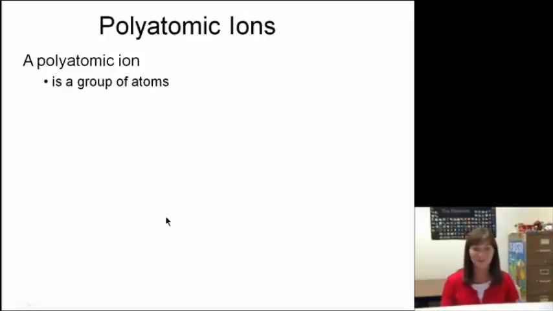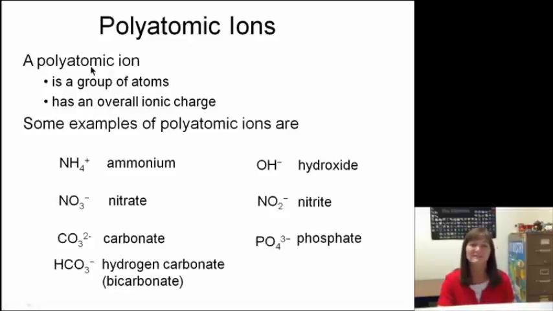Okay, one more little concept before we finish up ionic compounds. Polyatomic ions. So let's just look at this word for a second here. The prefix poly means many, and the atomic means atoms. So polyatomic means many atoms, and the word ions means it has a charge. So a polyatomic ion is a group of atoms that has an overall ionic charge. And here are some examples of a couple polyatomic ions.